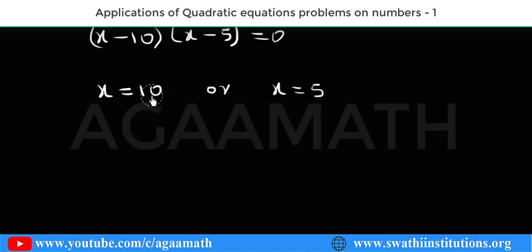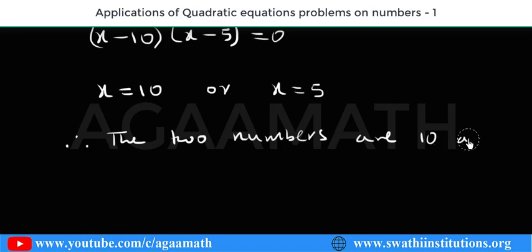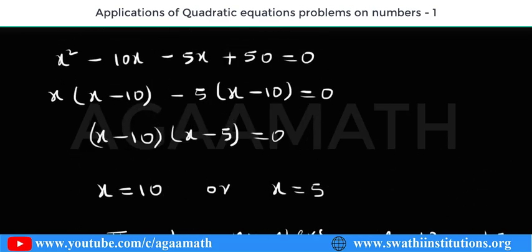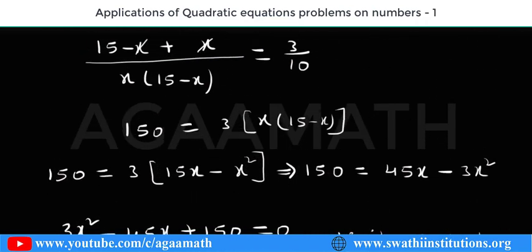So if one number is 10, the other number is 5, or if one number is 5, then the other number is 10. So the two numbers are 10 and 5, or 5 and 10, because if one number is 10, the other number is 5, or if one number is 5, the other number is 10. So obviously you get these two numbers, that is 10 and 5. Okay, so this is the way we solve applications of quadratic equations, problems on numbers. Okay, let us have one more example then.